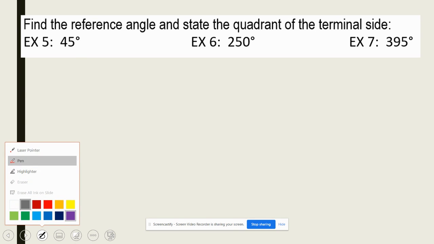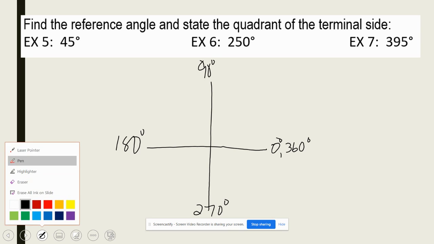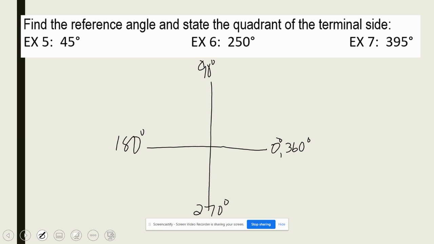We'll try a couple more. Again, these are all positive angle measures, so I'm going to go counterclockwise. And start with 45 degrees. 45 degrees is in quadrant 1. There's my terminal side. We went like that.